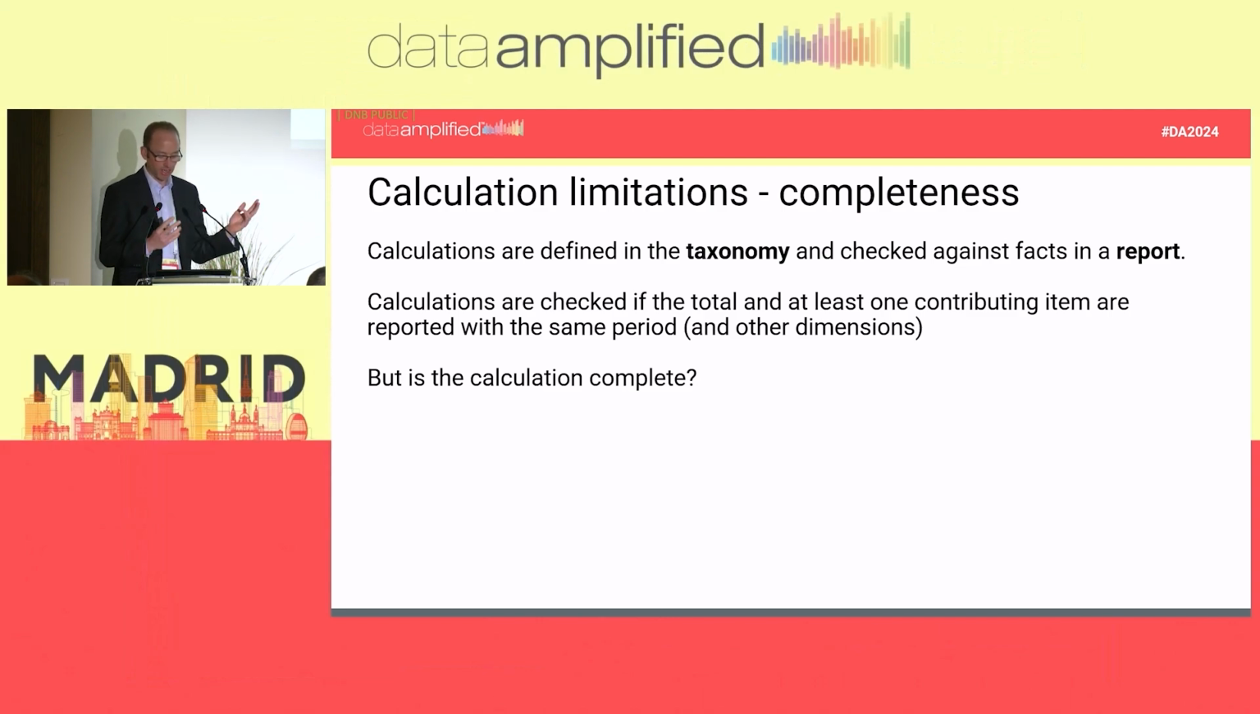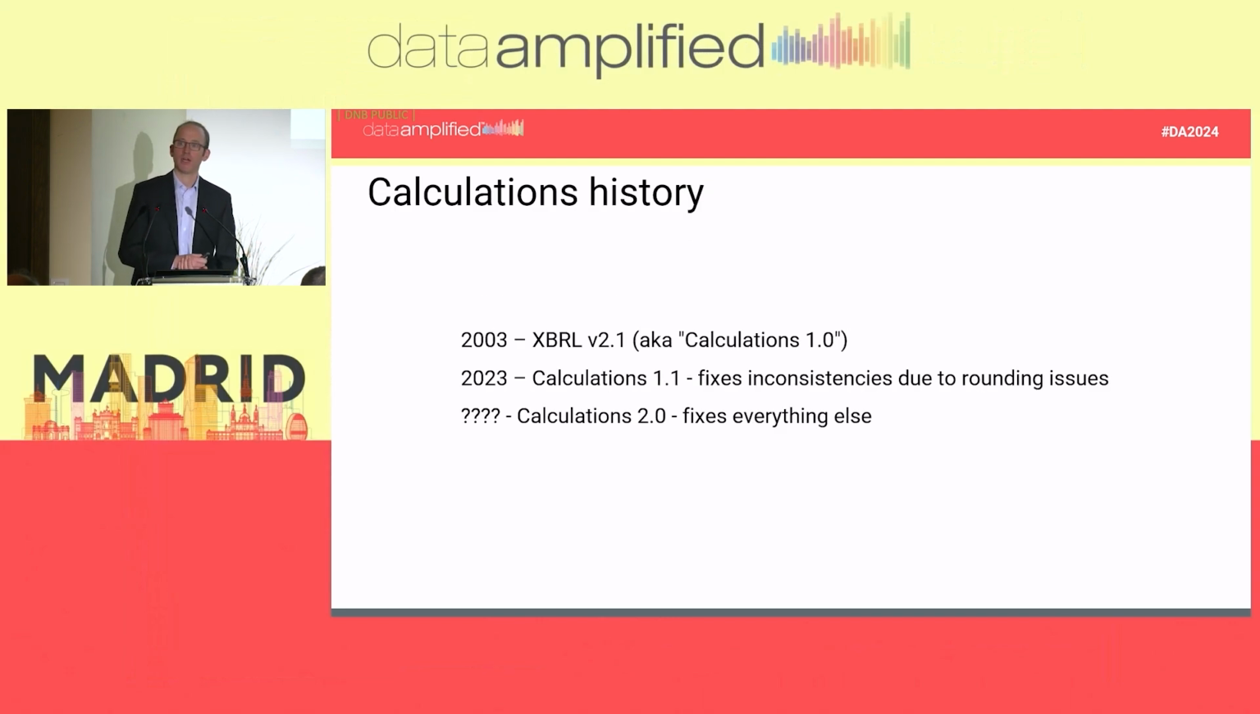Well, a calculation gets checked anywhere you've got the total and at least one contributing item, which works pretty well for the most part, but quite often in financial reports, you get errors where you've got a total and one contributing item, but not actually got enough to fully check the calculation. And that leads to calculation inconsistency, false positives. There's nothing wrong, you just haven't reported enough data for the calculation to add up.